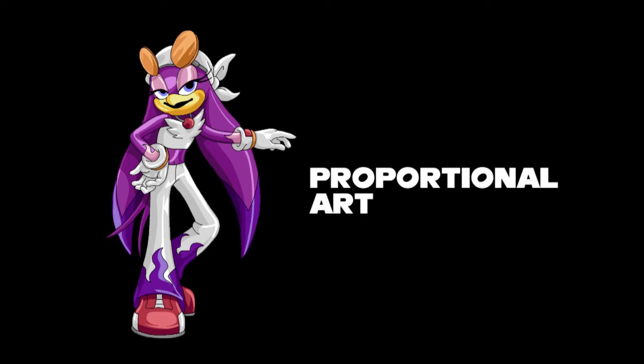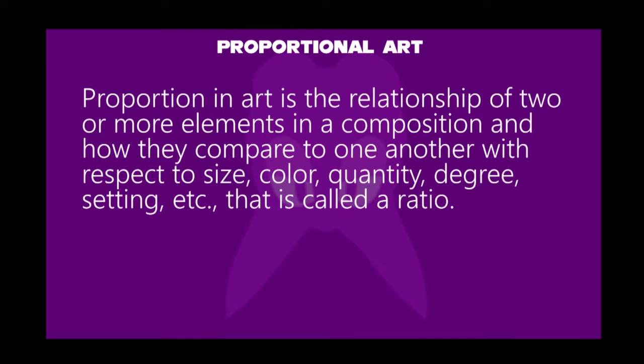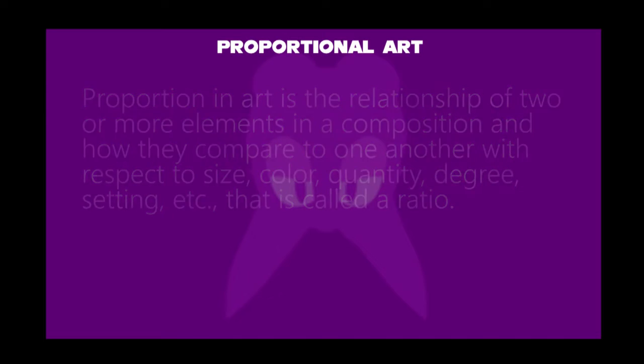We will learn about proportional art. Proportion in art is the relationship of two or more elements in a composition, and how they compare to one another with respect to size, color, quantity, degree, setting, etc. That is called a ratio, which can be used in mathematics as well.